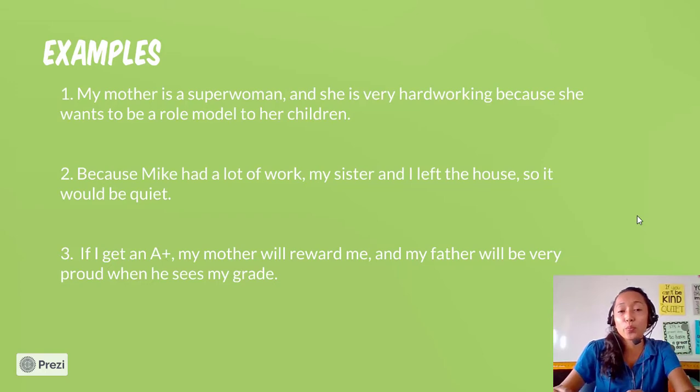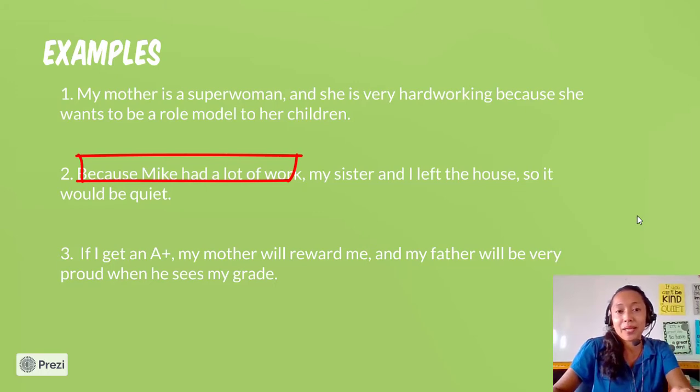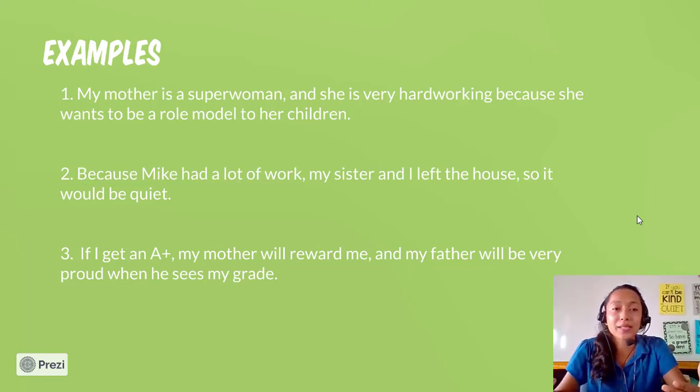The complex part is added when you put a dependent clause. This time the dependent clause is at the beginning. Because Mike had a lot of work, comma, that is the dependent clause, right? So together, when you put that dependent clause with a compound sentence, you've just created yourself a compound complex sentence.